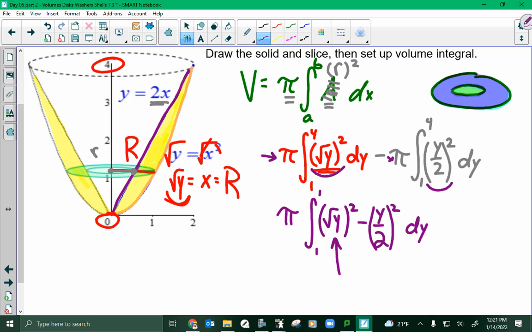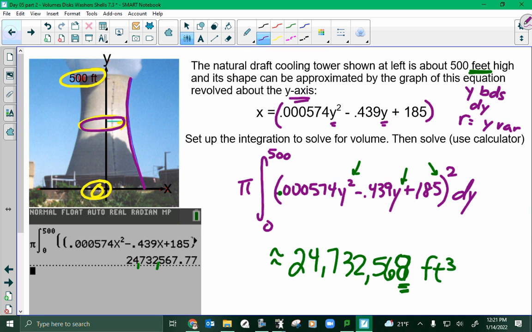I integrate this first. Oh, that's supposed to be 4 to 1. Actually, that's supposed to be 4 to 0. Where'd that 1 come from? Oh, my goodness. Oh, my goodness. Do you know where that 1 came from?